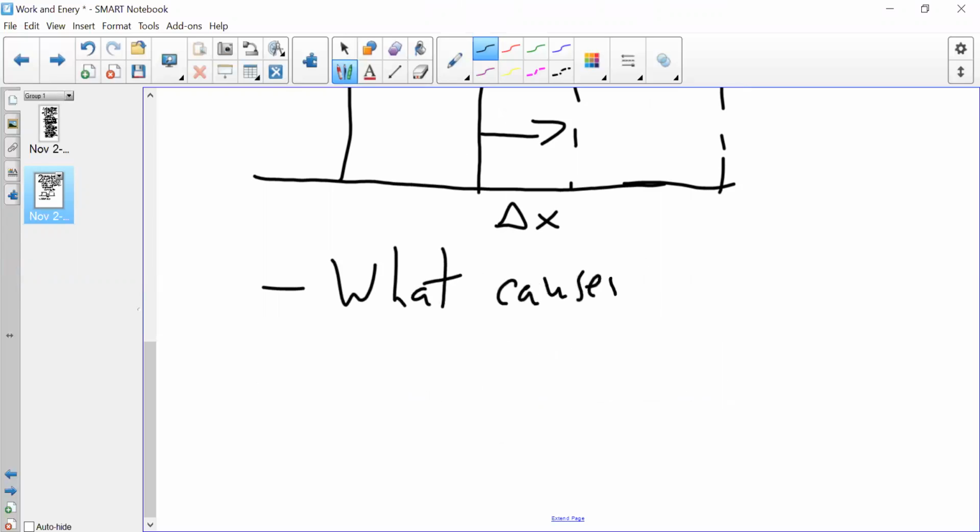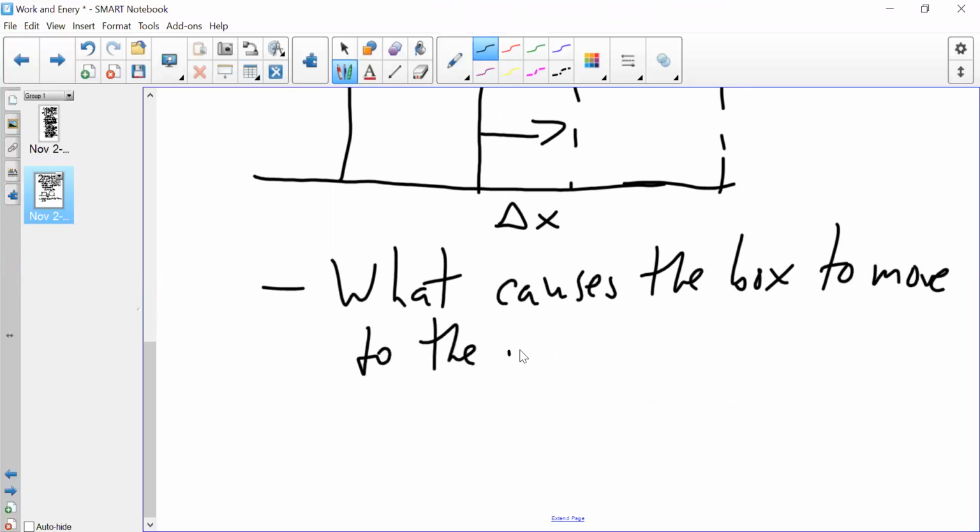So what causes the box to move to the right?